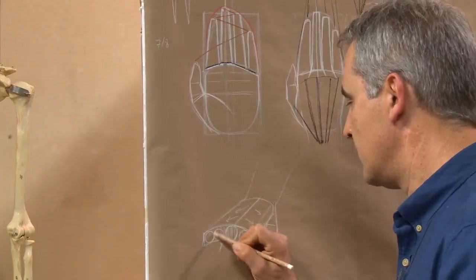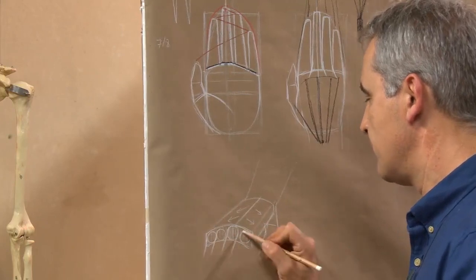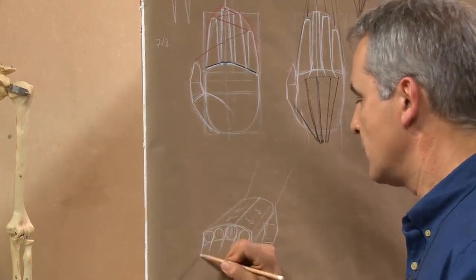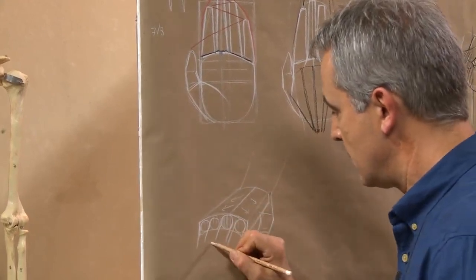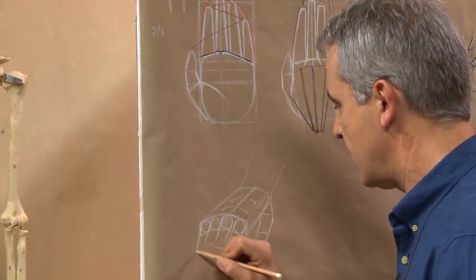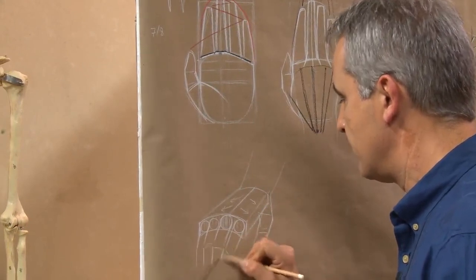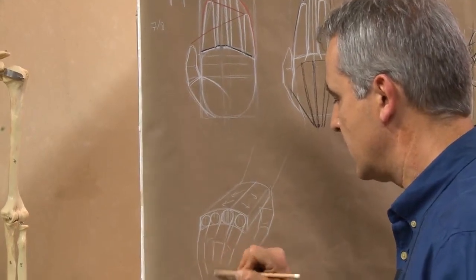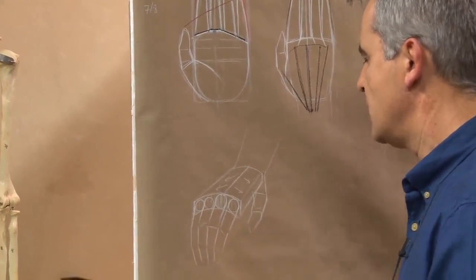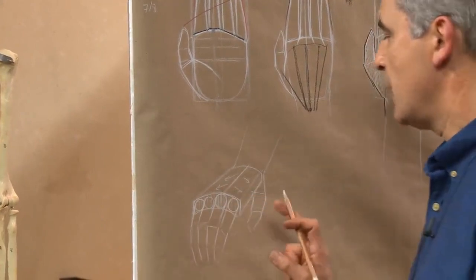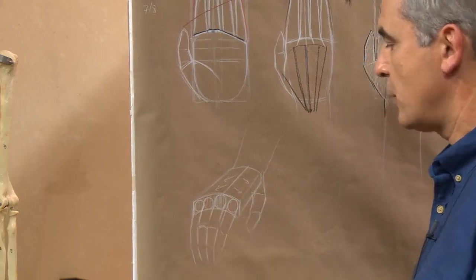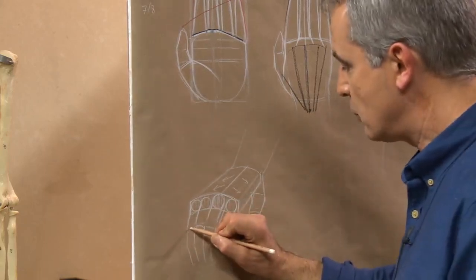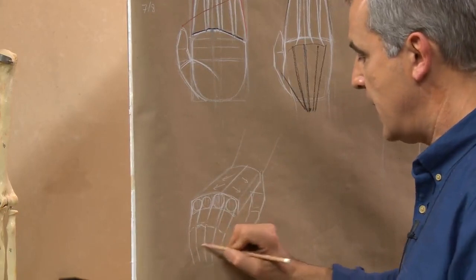So 1, 2, 3, and 4. Okay. So this is going to be the first segment of the fingers. You know? And then add the next segment and the next segment again. As you can see, if I do this, I'm going to have under control the shape and direction of the fingers, and I can create some sort of correspondence between the knuckles in this case.